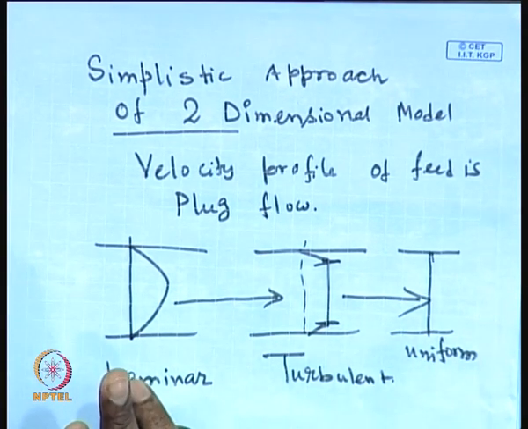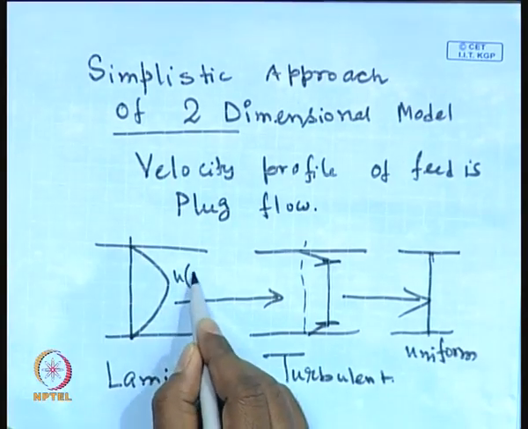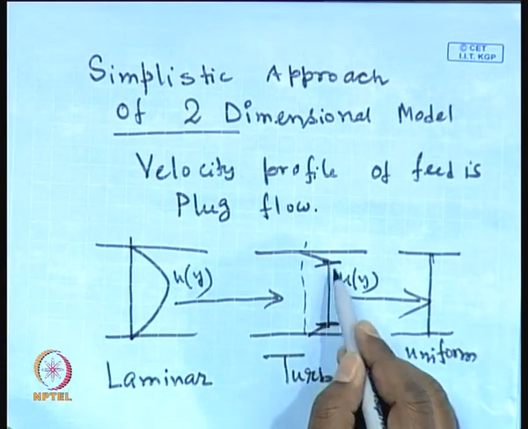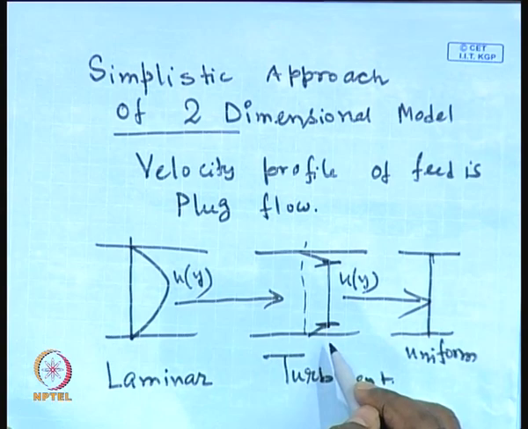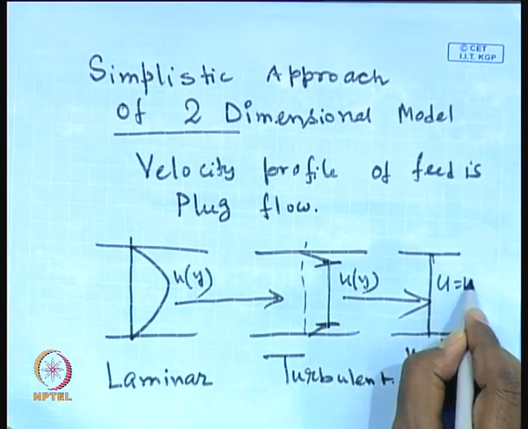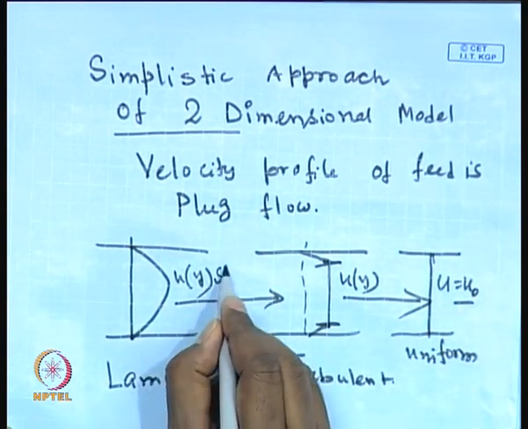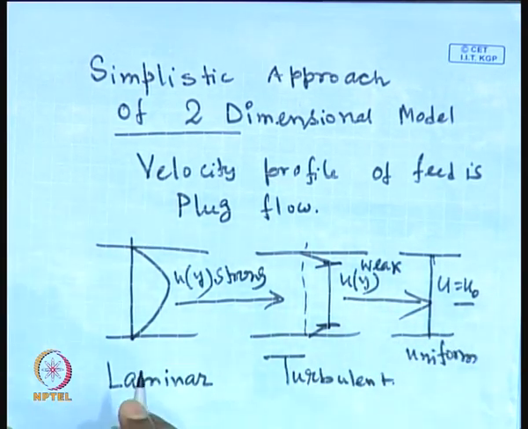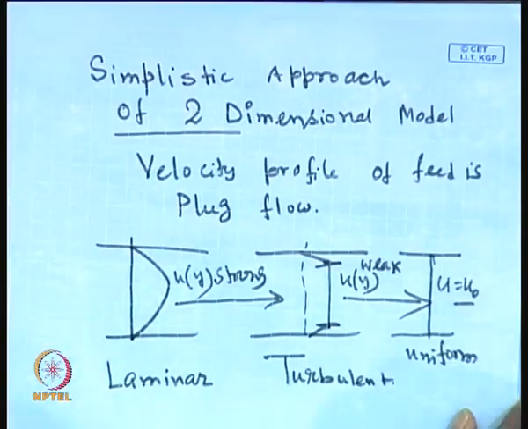What is the simplicity as far as the mathematics is concerned? U is a strong function of y here, u is a weak function of y here, because for 95% of the channel length, the velocity will be almost equal to the turbulent core, and u is independent of y here. So, this is a strong variation of y, this is a weak variation of y, and this is independent of y. So, u is equal to u naught, and the whole analysis becomes simplified. You need not do a series solution to compute the y varying part, as we have discussed in the earlier sub problem.